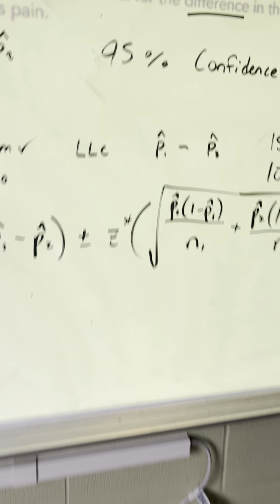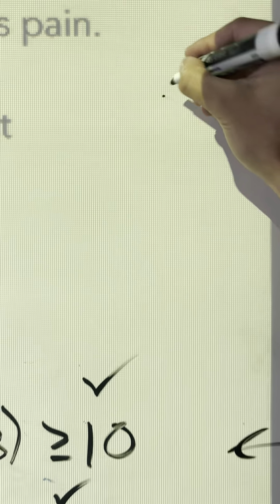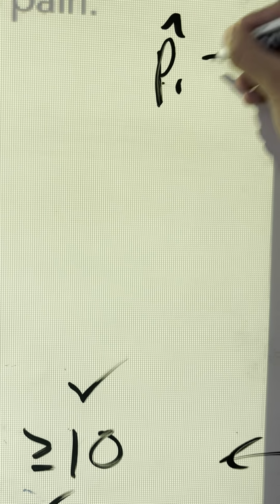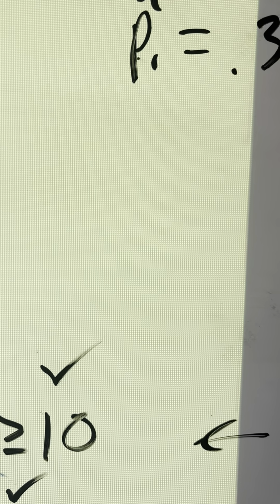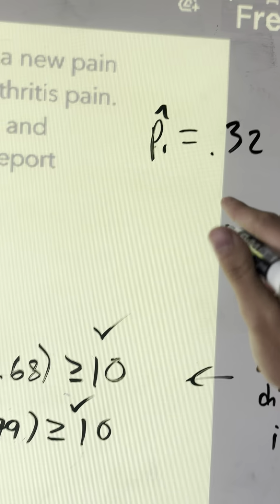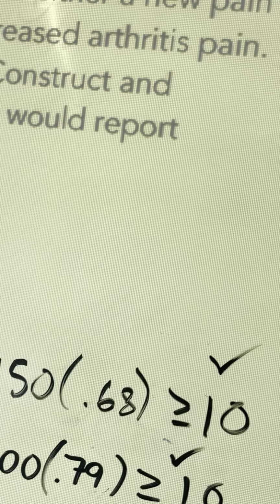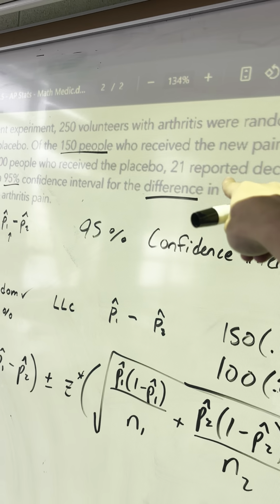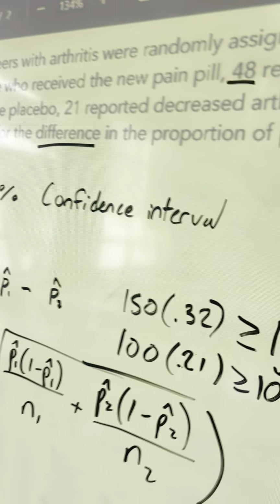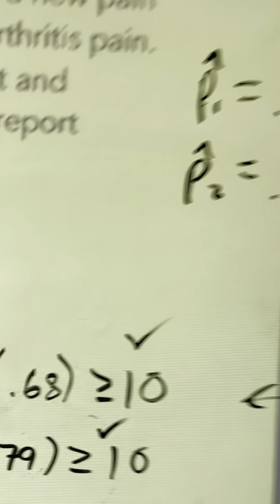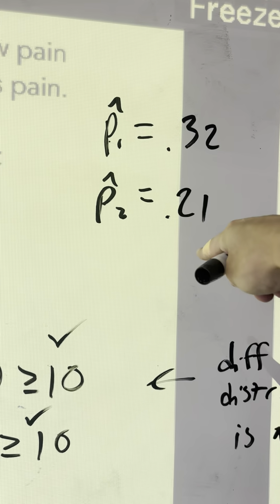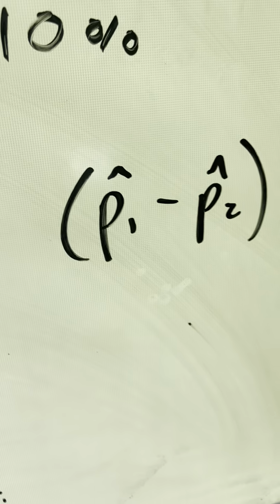And going on from there, we do know that our difference in proportions is going to be 0.11. The reason why we know that is because for our first proportion, we did 48 over 150, 48 people out of the 150 total people. So our P1 hat was just 0.32. Now, for our proportion 2, it was 21 people out of the total 100 people. So for that one, we had just 0.21. If we're just finding the difference of these, 0.32 minus 0.21, that gives us this value right here, which is our statistic.